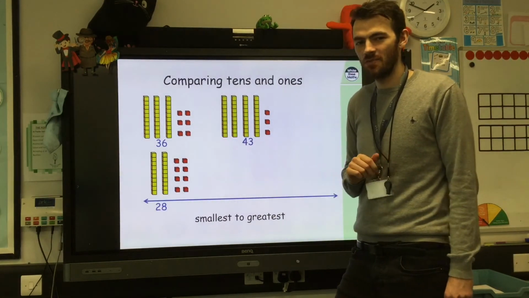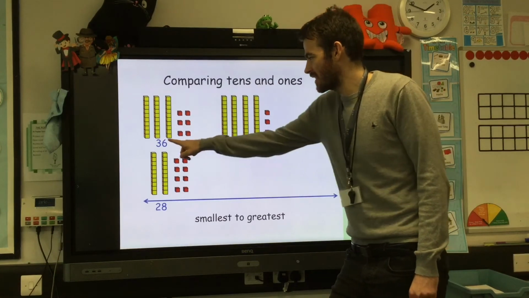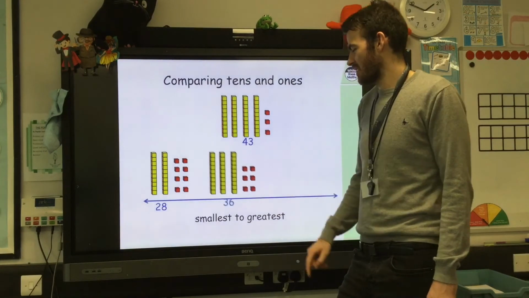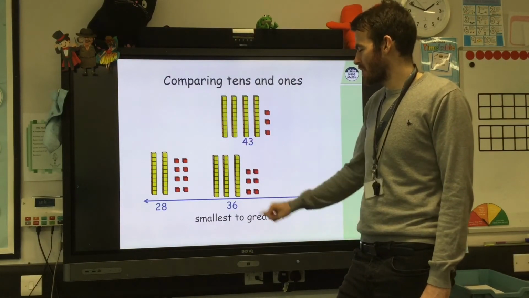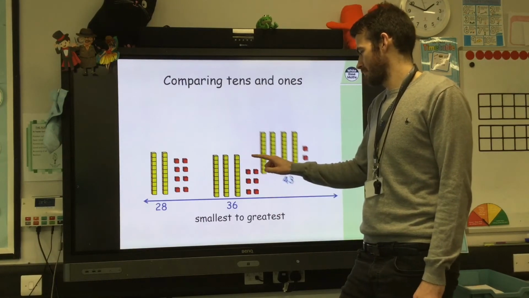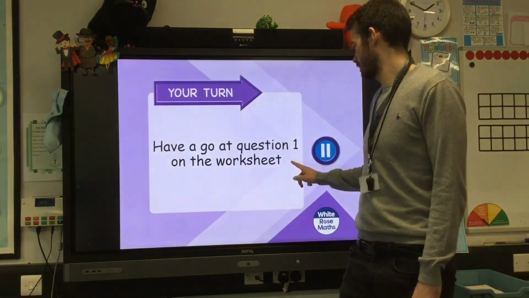Next, what's the next smallest amount of 10s? That's right, it's 3 10s. So 36 is the next smallest. And finally, the largest is 43 because it has the most amount of 10s. We've ordered from smallest to greatest.